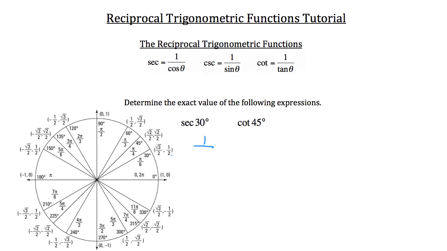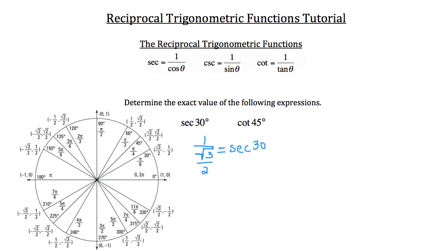So what you want to do is draw your angle in standard position, or consider which of these angles is 30 degrees in standard position. So that's what our angle would look like. Now remember that cosine theta is the x value here from our unit circle. So cosine theta is really root 3 over 2. So I'm going to write our problem as 1 over root 3 over 2.